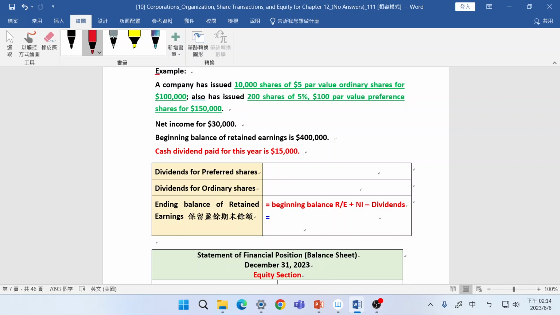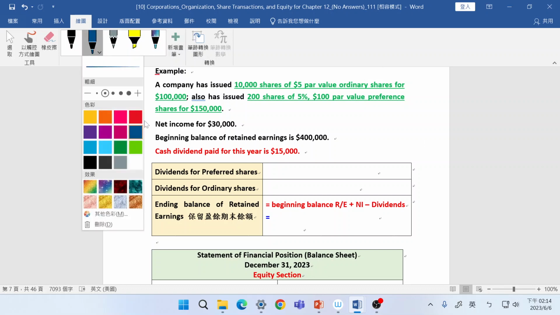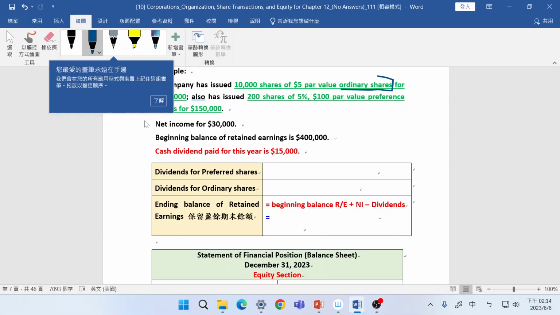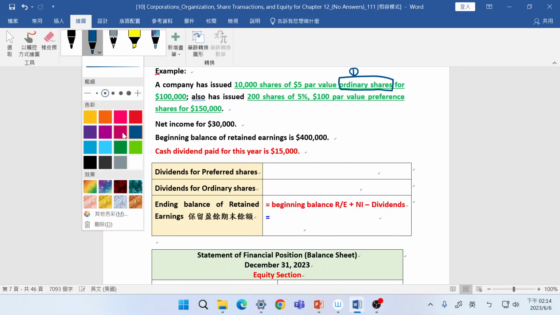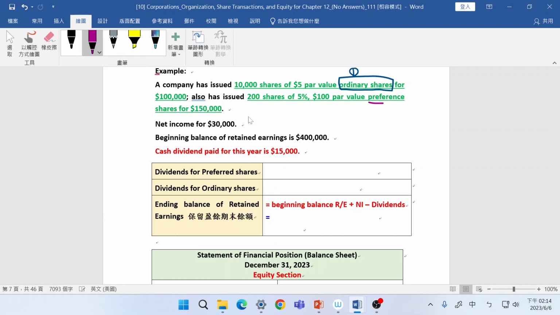You should understand right now we have two kinds of shares, right? So here it told you your first share was ordinary shares. So ordinary shares, this is your first kind of shares. What's your second kind of shares? Preference shares, right? So here it told you you have a second kind of shares, preference shares. Okay? You should understand they are not the same.